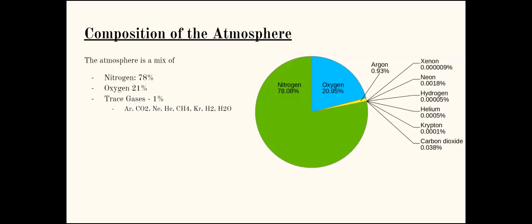To start, we want to talk about what the atmosphere is made up of. The atmosphere is made up of a mix of different gases. The majority of the atmosphere is made up of nitrogen, which is 78%. Oxygen is actually only 21% of the atmosphere. And the other 1% is a mix of different elements. We have trace elements of argon, xenon, neon, hydrogen, helium, krypton, and such.